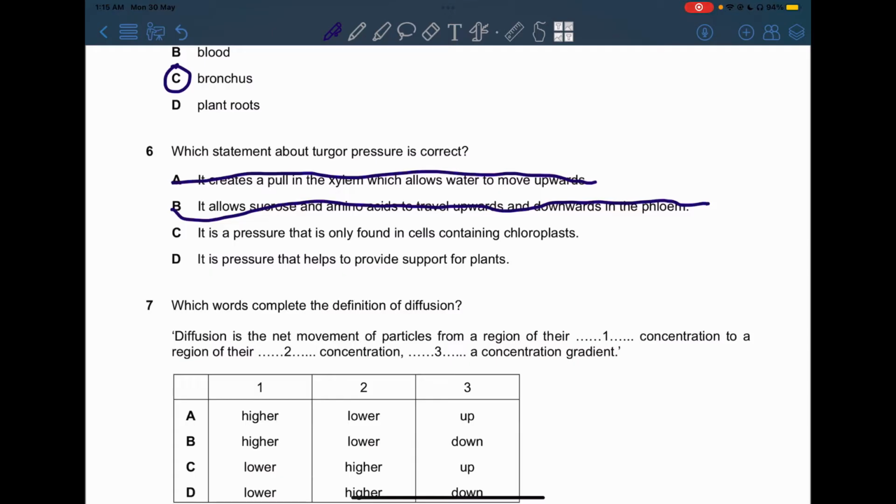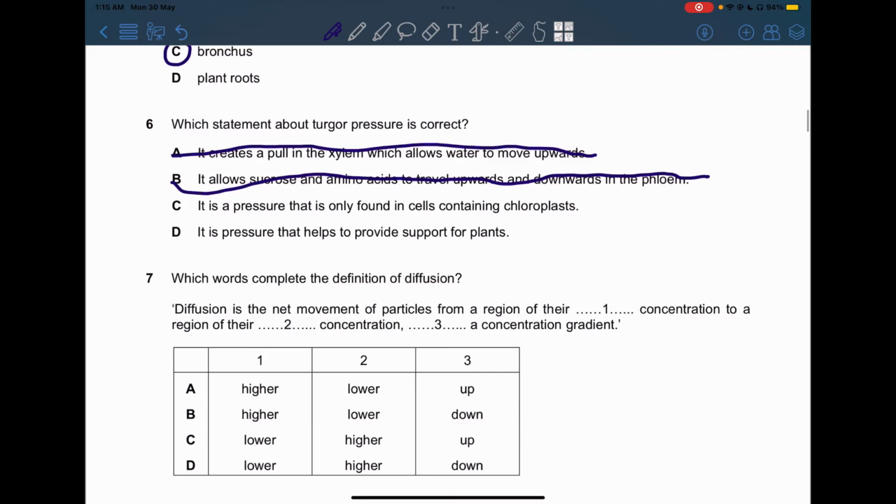It is a pressure that is only found in cells containing chloroplasts. Now, this is not only found in cells that contain chloroplasts, it's actually found in any cell that has a vacuole or has a cell wall. So, of course, some plant cells may not have chloroplasts, so that's also a thing to point out.